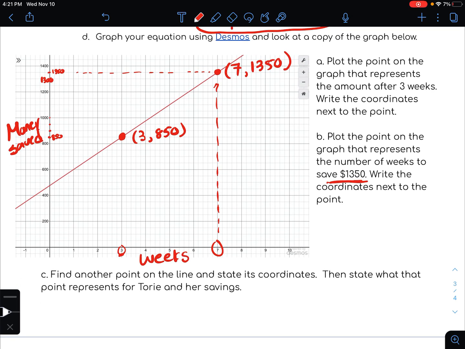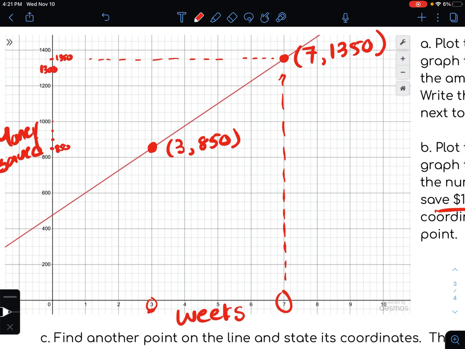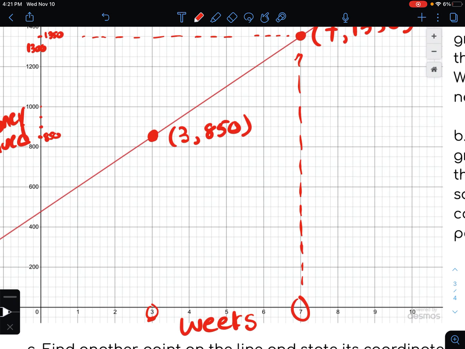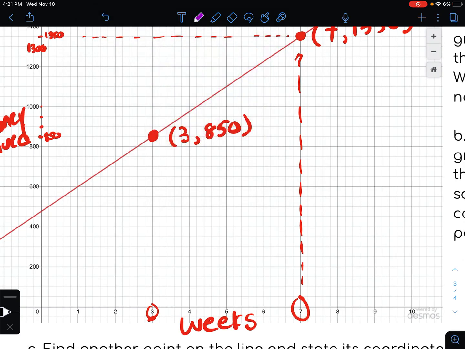C says find another point on the line and state its coordinates, then state what that point represents for Tori and her savings. All right, let's see if we can find another point that we can see real easily on our line. I'm going to change colors here. I'm seeing a point right here that's pretty easy to spot, and another point right here that's relatively easy to spot.